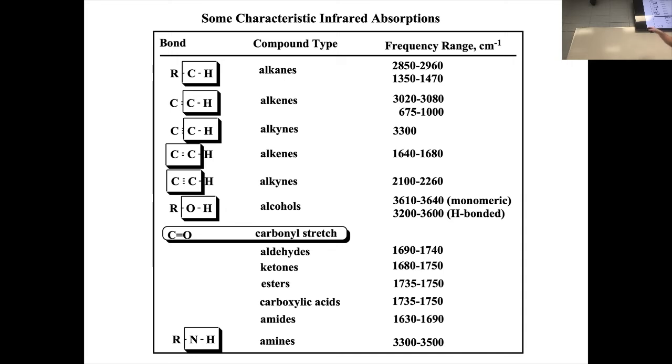Okay. Your book has tables that look like this. They're called correlation tables. You can find an example, this isn't the one from your book, on page 346, where you can actually look up the specific frequency of a stretch or a vibration and correlate it to what the functional group has to be.